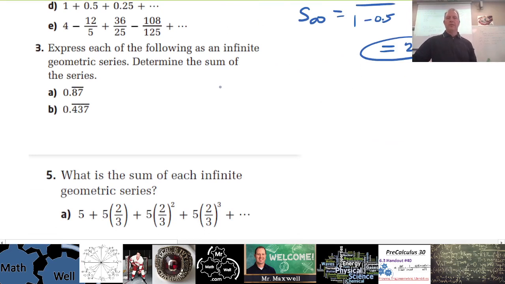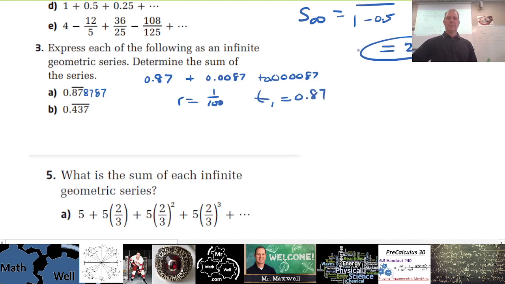All right, number 3. I'll go over number 3 here if anyone wants to watch this while you do your homework. Number 3 says, express each of the following as an infinite geometric series. Determine the sum of the series. So with this 0.87 repeating, that's like 0.87, 0.87, 0.87. So that's a series that looks like this: 0.87 plus 0.0087 plus 0.000087. So R is going to be, each time we're multiplying by 1 over, looks like, 100. And T1 is 0.87, which is 87/100.